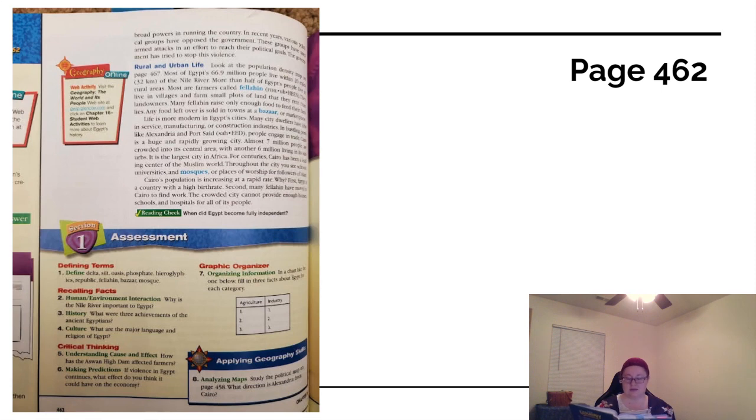For centuries, Cairo has been a leading center of the Muslim world. Throughout the city you see schools, universities, and mosques, or places of worship for followers of Islam. Cairo's population is increasing at a rapid rate. Why? First, Egypt is a country with a high birth rate. Second, many fellahin have moved to Cairo to find work. The crowded city cannot provide enough houses, schools, and hospitals for all of its people.